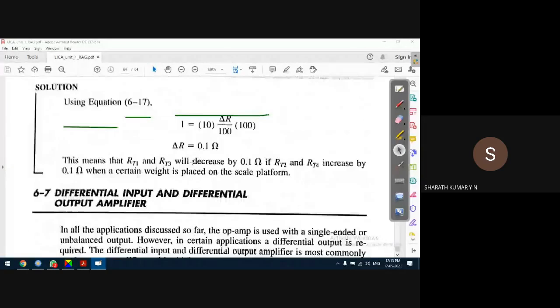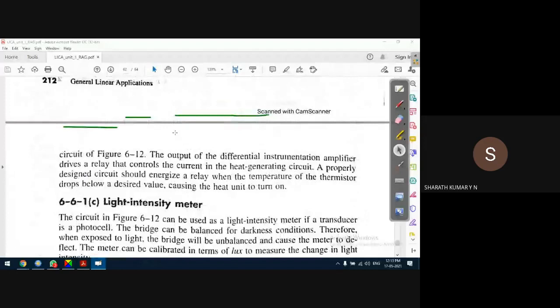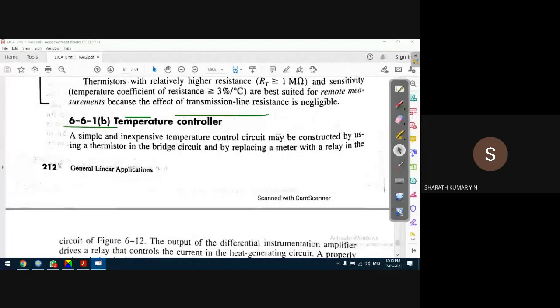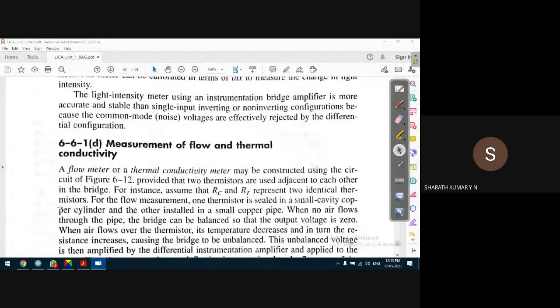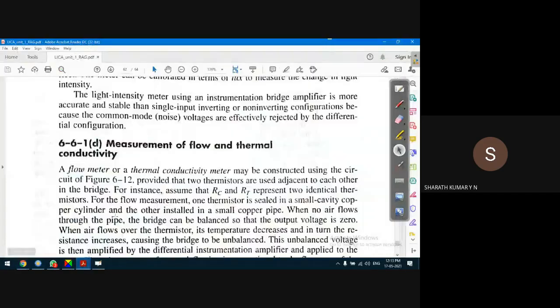Okay, in the next class we'll quickly discuss this and we'll start the second unit. The second unit pages are already shared with you guys. We'll follow that material for the discussion of the second unit. So next class I'll complete this and then I'll start with the second module.